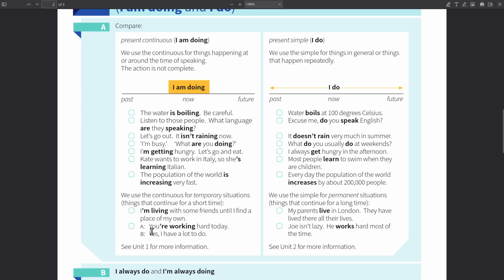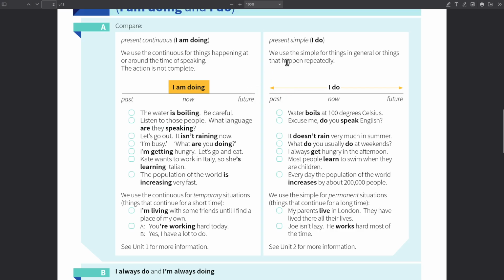You are working hard today. Yes, I have a lot to do. Okay, so we are only talking about today, not in general. Maybe I'm a lazy worker, right? But today I'm working hard. So we are talking about the temporary situation that is happening right now, in this case, today.